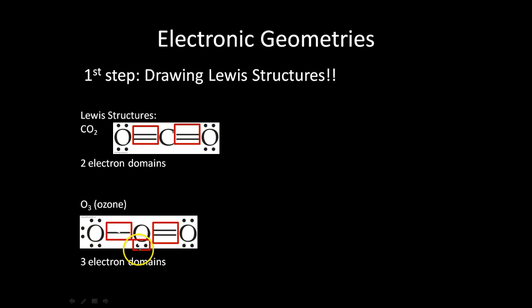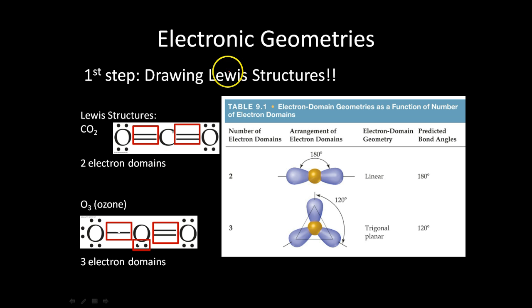So this has 3 electron domains. This has got 2 electron domains. And so in your textbook, you see that you have these large tables where it has electron domain geometries as a function of number of electron domains. So something with 2 electron domains, those domains are trying to get as far away from each other as possible.